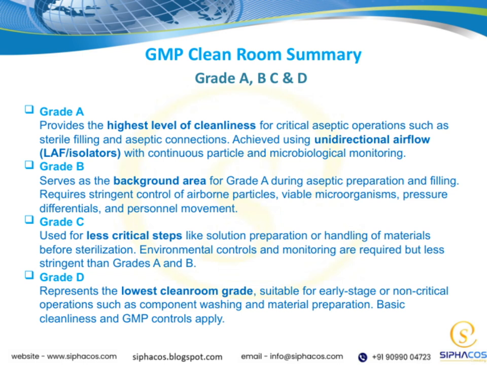Finally, Grade D is the most basic, suitable for early-stage or non-critical operations. This includes activities like component washing or material preparation. Here, we focus on maintaining basic cleanliness standards and GMP controls, but the environment doesn't need to be as tightly controlled. In summary, these grades, A, B, C, and D, form a hierarchy of cleanliness, each tailored to the level of risk associated with the specific process step. This structured approach helps us ensure product safety and compliance throughout the manufacturing process.